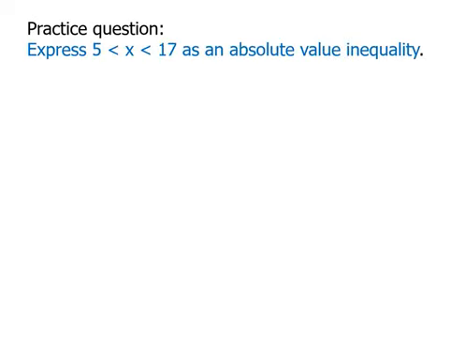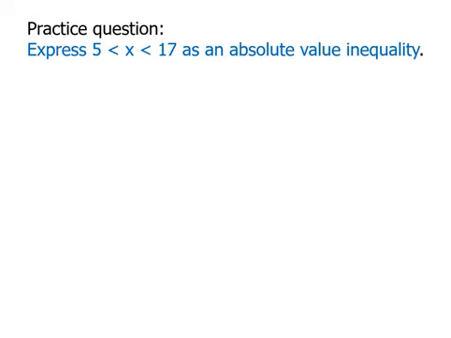Express this ordinary inequality, 5 is less than x is less than 17, as an absolute value inequality. So now going the other way. Well, let's talk this through. This is a bit tricky because notice that the absolute value inequalities are all about some center point and how far away you can be from that center point.